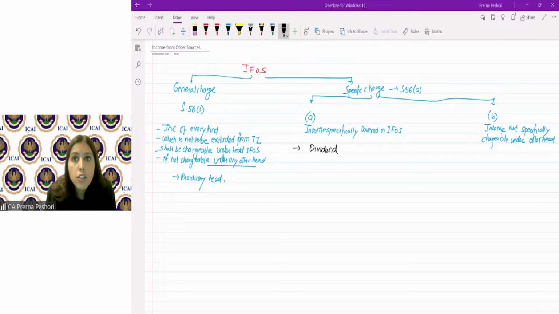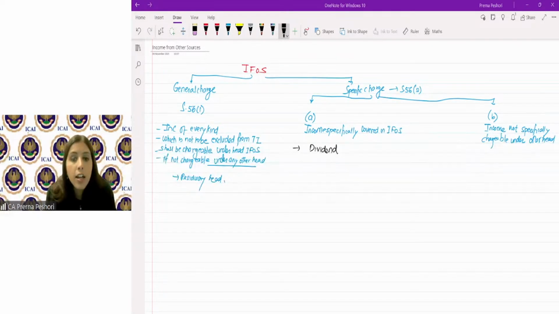Are we getting that? So dividend, even if it's my business to deal in the securities, will still be covered over here. Are we getting that? So dividend is specifically going to be chargeable over here. The next one which is specifically covered over here is the interest on securities, but the interest on securities in fact is not specifically covered over here.